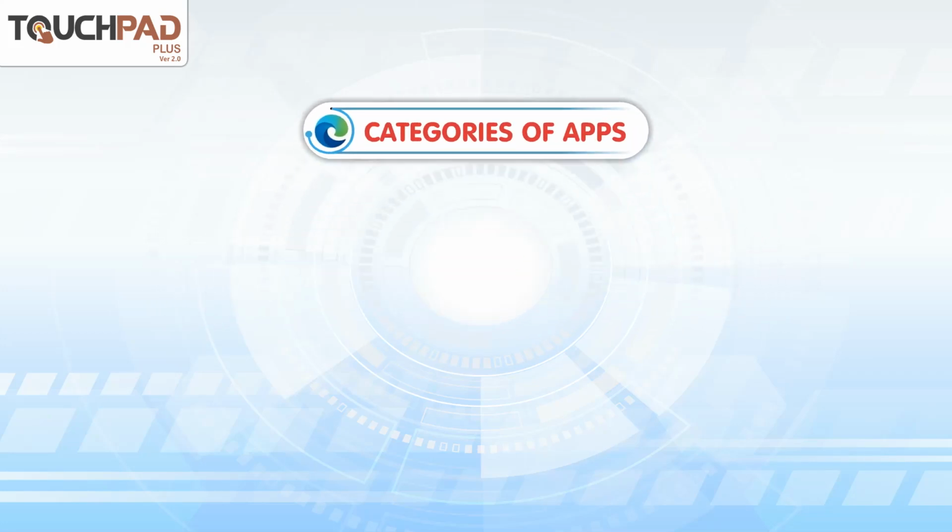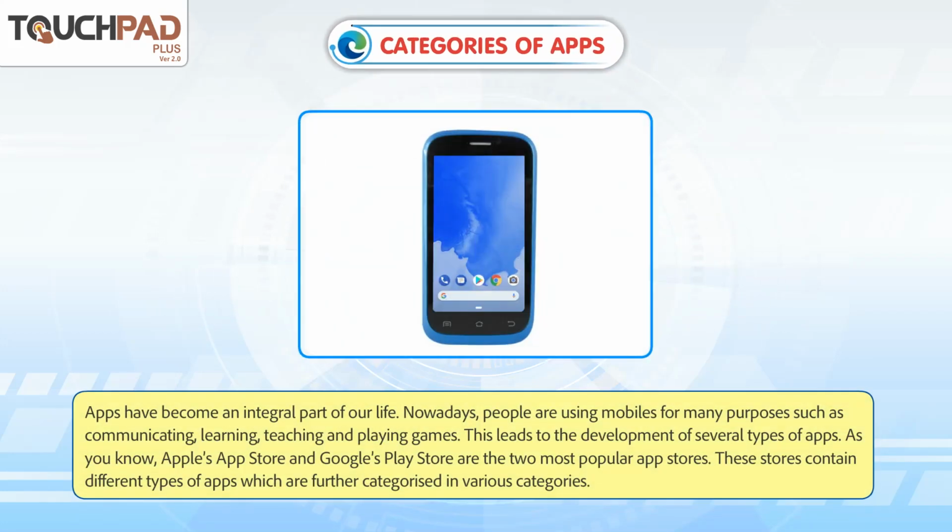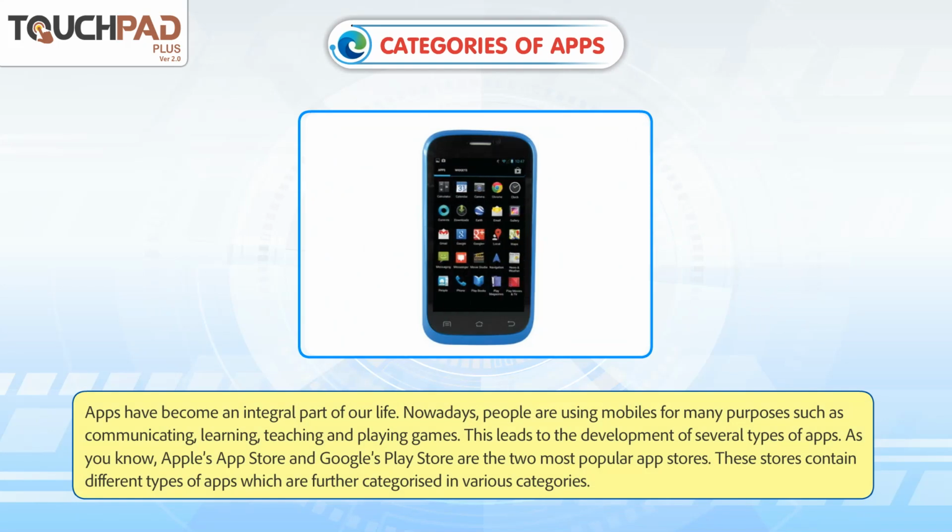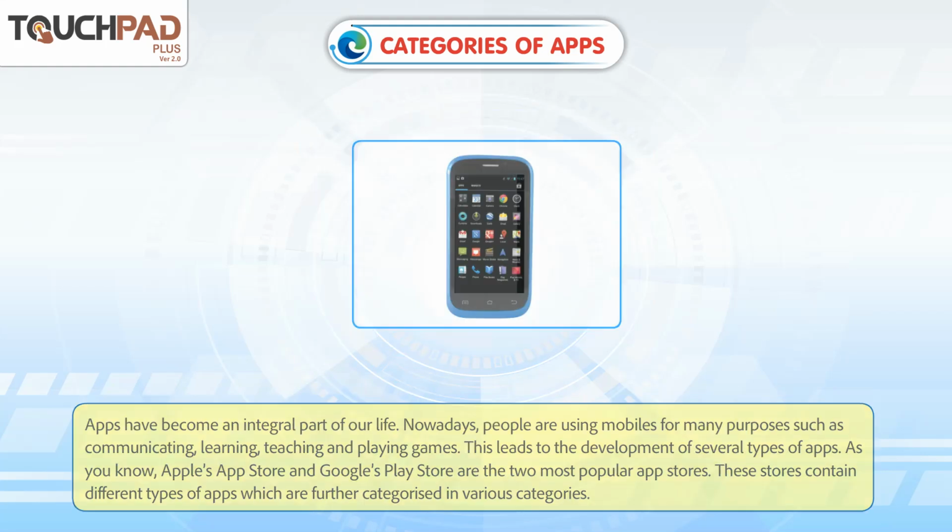Categories of apps. Apps have become an integral part of our life. Nowadays, people are using mobiles for many purposes, such as communicating, learning, teaching, and playing games. This leads to the development of several types of apps. As you know, Apple's App Store and Google's Play Store are the two most popular app stores. These stores contain different types of apps which are further categorized in various categories.